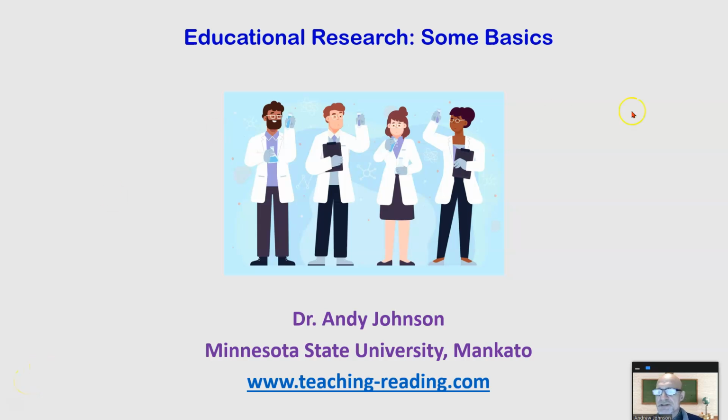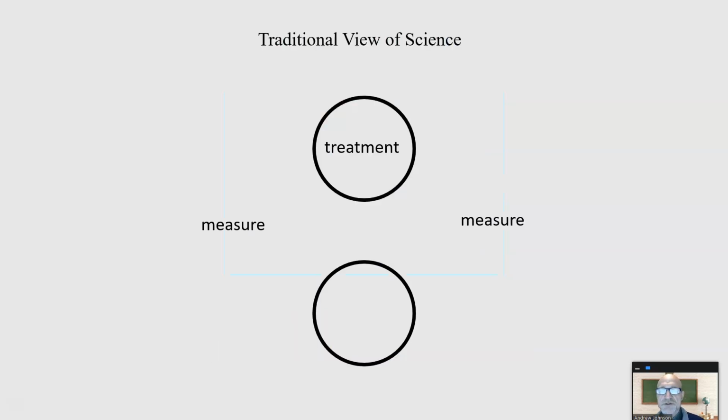We are looking at some of the basics of educational research. Knowing just some of this stuff will help you become a more responsible consumer of educational research. First of all, when someone says the scientific method, what do they mean? Well, the traditional view of science and the traditional view of the scientific method goes something like this.